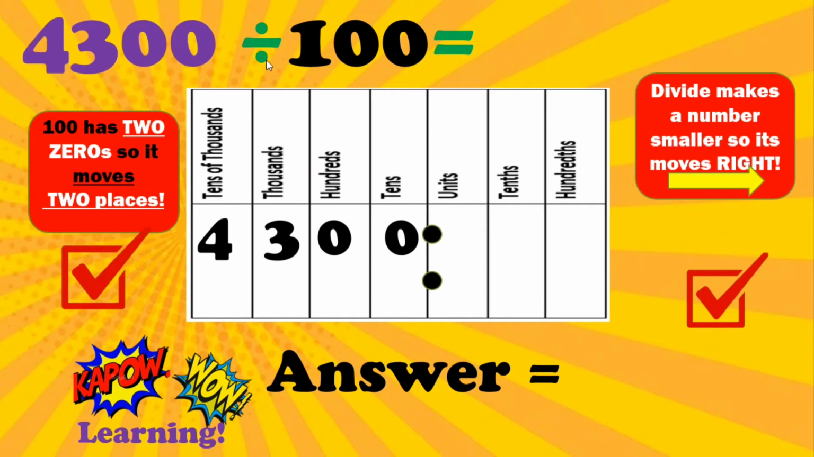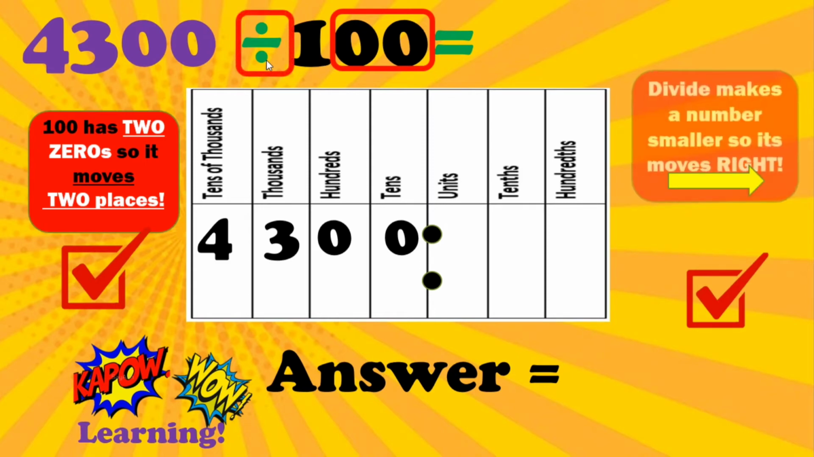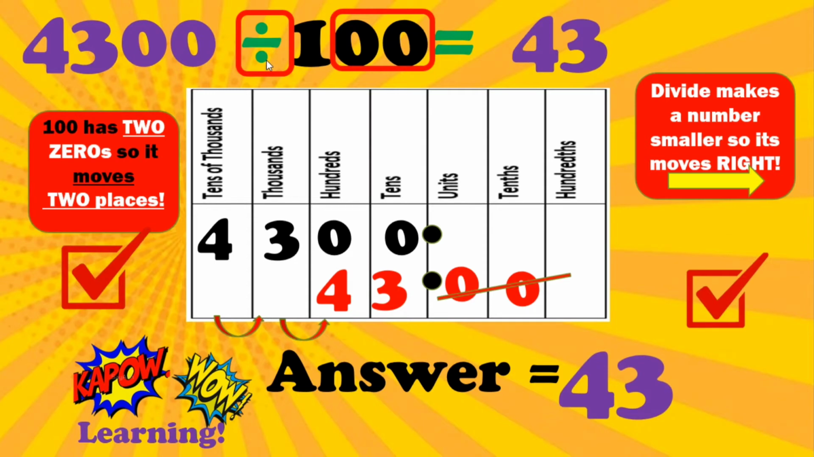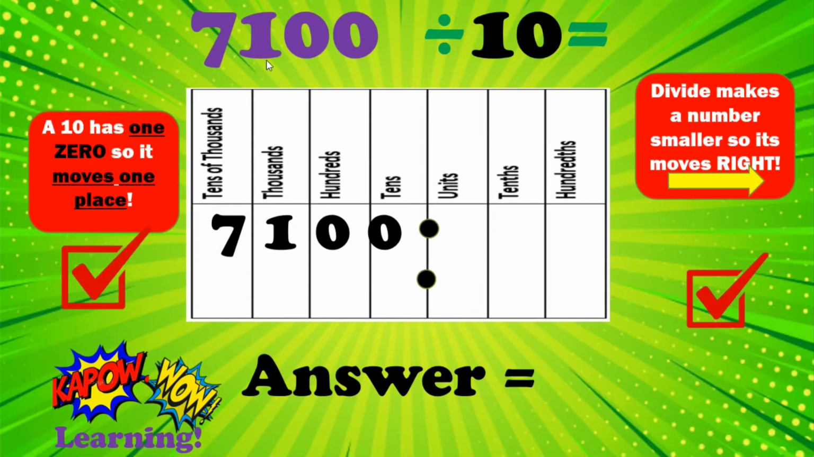Let's go to the next one. 4,300 divided by 100. So again, you can pause this if you wish. So we're going to circle the 100. Now remember, 100 has 2 zeros, so it moves 2 places. But we're dividing, which means a number moves to the right because it's getting smaller. So we're going to move 2 places to the right. So we put our 4, our 3, our 0, but we don't write 43.00. We could write that, but we're not. We're going to cross them off because they have no value. So the answer is 43. Kapow wow. Let's go.